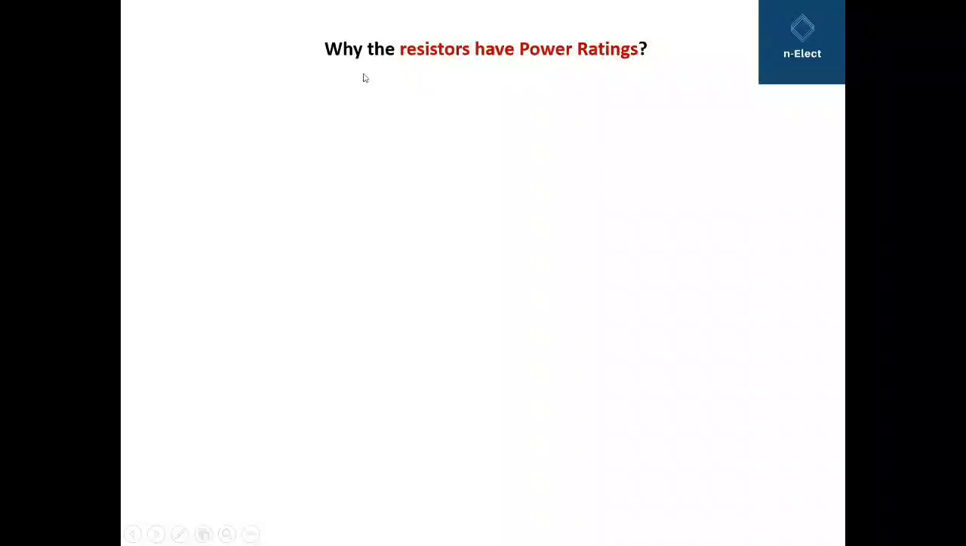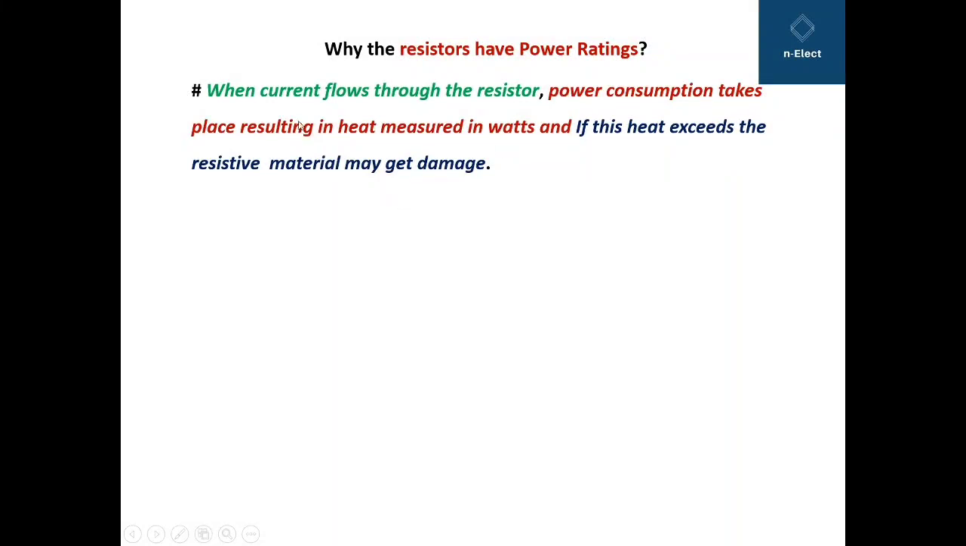Now the last part, that is why the resistors have power ratings. We already mentioned in the previous video that the resistance of the resistor and the power ratings are important characteristics while choosing the resistor. The question is why the resistors have power rating. When current flows through the resistor, power consumption takes place, resulting in heat, measured in watts. And if this heat exceeds the limit, the resistive material may get damaged.